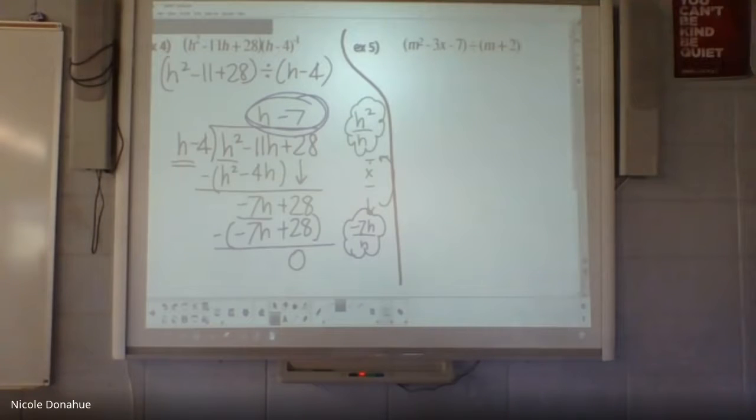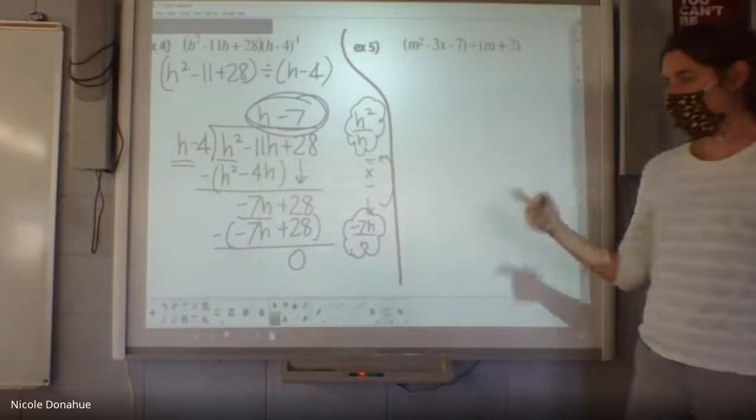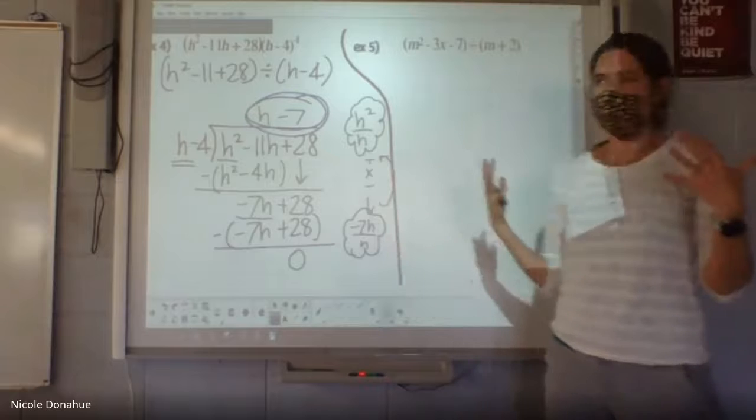Okay, so let's look at example 5. Example 5 is a little bit trickier because it does have a remainder. So I'm telling you that ahead of time, but it makes it a little bit tougher when there is a remainder, but it's not that much more difficult.